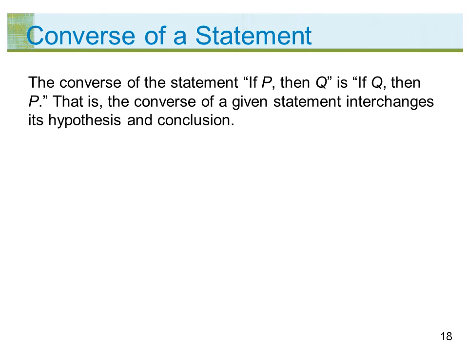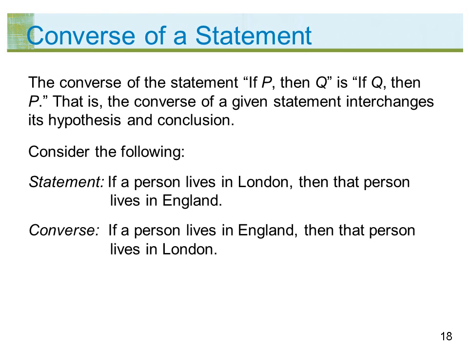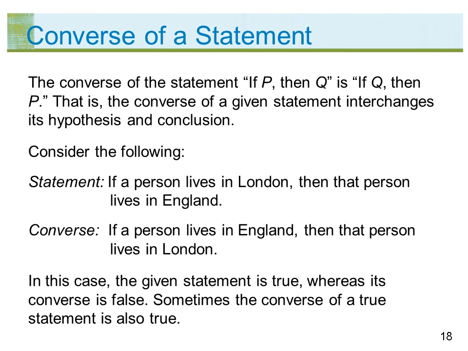The converse of the statement "if P, then Q" is "if Q, then P." That is, the converse of a given statement interchanges its hypothesis and conclusion. Consider the following. Statement: If a person lives in London, then that person lives in England. Converse: If a person lives in England, then that person lives in London. In this case, the given statement is true, whereas its converse is false. Sometimes the converse of a true statement is also true.